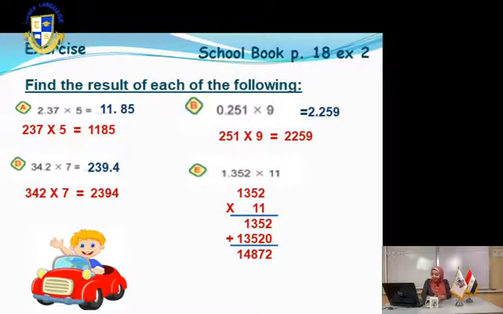Don't forget it. Okay, the first number has how many decimal places? Let's see. The first number has 3 decimal places, and the second number has no decimal places, it will be 0. Let's add 3 decimal places plus 0 will be 3. Count from the right to the left. Let's count 1, 2, 3, then put the dot. Okay? The final answer will be 14.872. Have you got it?